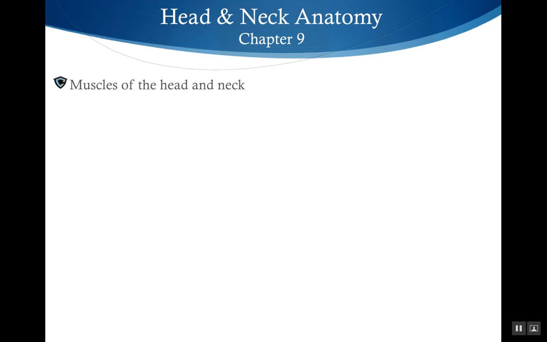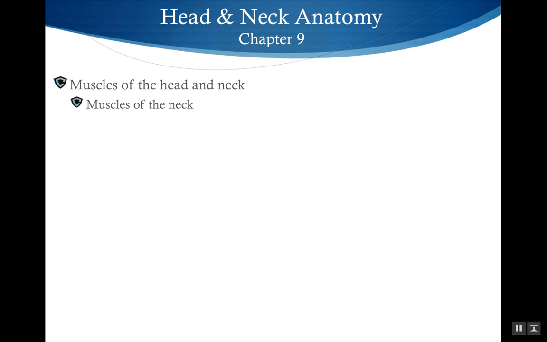So there are 7 main groups of muscles in the head and neck. We're going to talk about each of those. So the first group, the muscles of the neck. Both of those muscles can be palpated easily, and can become painful to you as a dental assistant if you're not using correct posture. And those are the sternocleidomastoid and the trapezius.